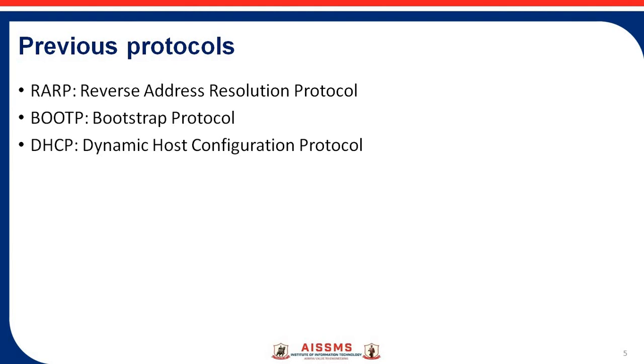Second one, Bootstrap Protocol. Bootstrap Protocol is the pre-runner of DHCP. It is a client-server protocol designed to overcome the two deficiencies of the RARP protocol. First, it is a client-server program. The Bootstrap Protocol server can be anywhere in the internet, and the second is it can provide all pieces of information including IP addresses.